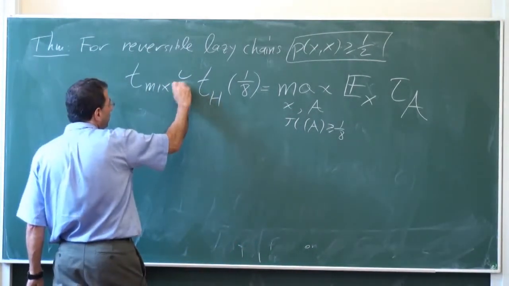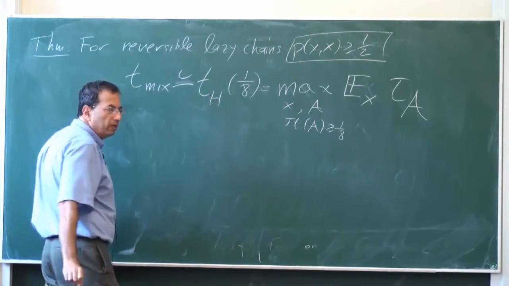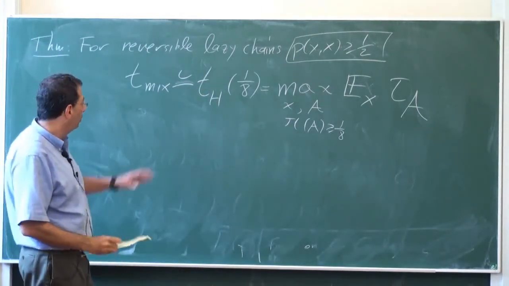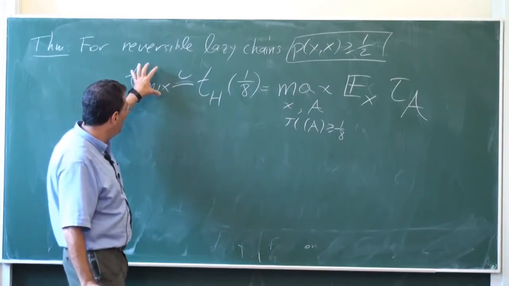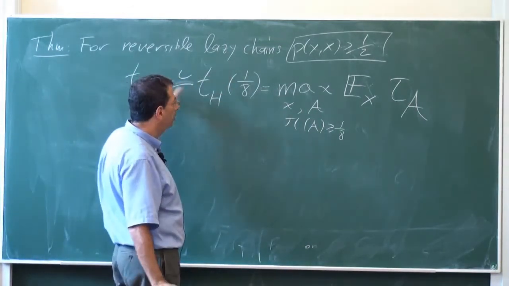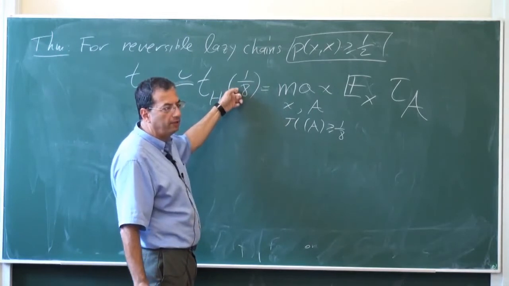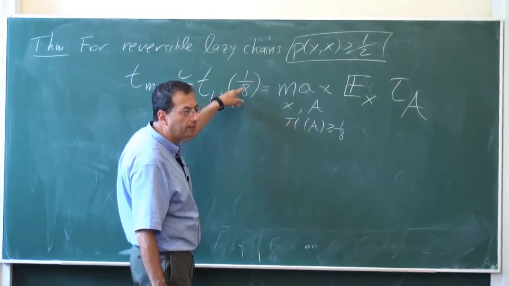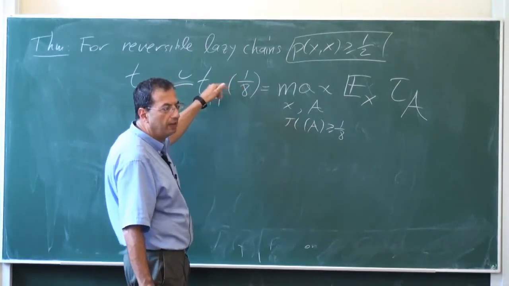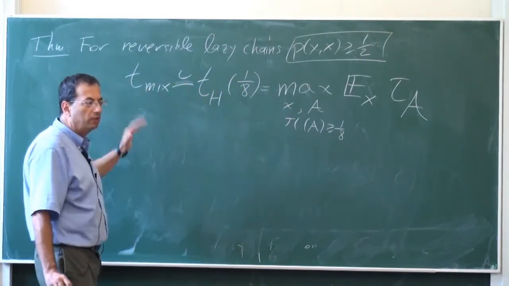By this symbol, I mean that these two quantities are equivalent up to universal constants. So there are universal constants that don't depend on anything that bound the ratio between these two quantities. They don't depend on anything because I put 1/8 here. In general, this kind of thing will be true. You can replace 1/8 here by any alpha less than a half, and the constant will depend on alpha.